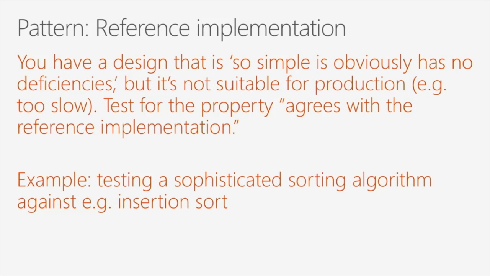Reference implementation is another interesting pattern. I said don't test against your own implementations, but if you've got one of those designs that is so simple that there are obviously no deficiencies, but you can't put that into production for some reason, like performance, then that's possibly a good way of testing one implementation against another. You can have the slow but reliable implementation running in your tests, and then you can test the fast but scary implementation and see if they produce the same results. And if they always produce the same results, that gives you much higher confidence in your scary but efficient implementation.